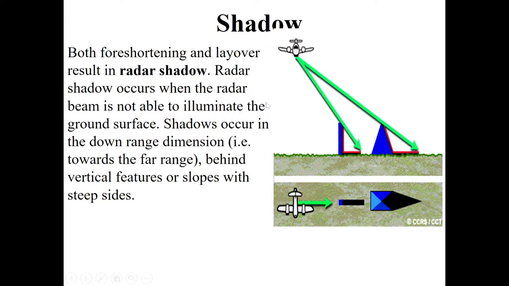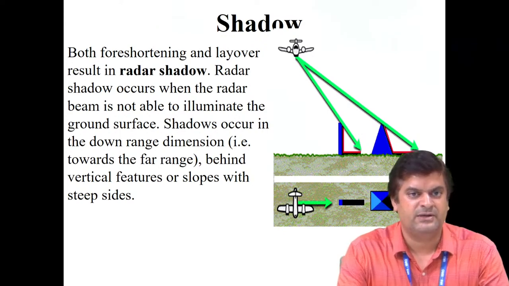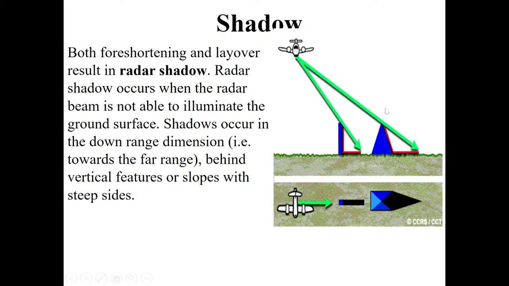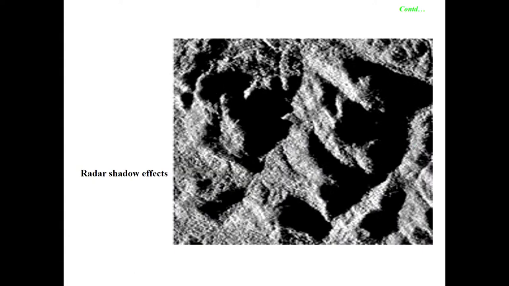Another is the shadow. Both foreshortening and layover result in radar shadow. Radar shadow occurs when the radar beam is not able to illuminate the ground surface. Shadows occur in the downrange dimension behind vertical features or slopes with steep sides. Here you can see that if this object faces the SAR sensor, there will be a shadow on the opposite side of the object. In this image we are not able to identify the features, but if you have a high resolution data set with clear information of the shadow, then with the help of the shadow one will be able to find out the object height as well.